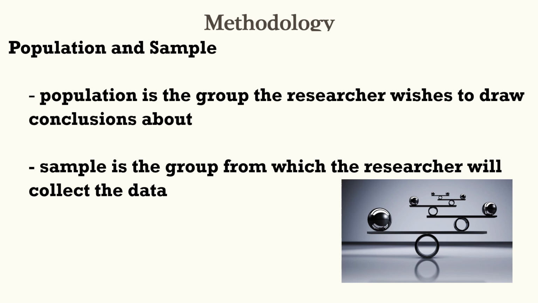When we talk about methodology, understand that population and sample are essential to the research. The population is the group the researcher wishes to draw conclusions about, and the sample is the group from which the researcher will collect the data. So population, the group the researcher wants to draw conclusions about, and the sample is a group from which the researcher will gather that data.